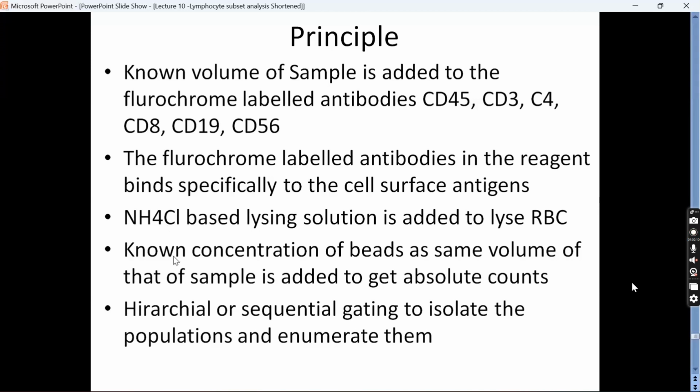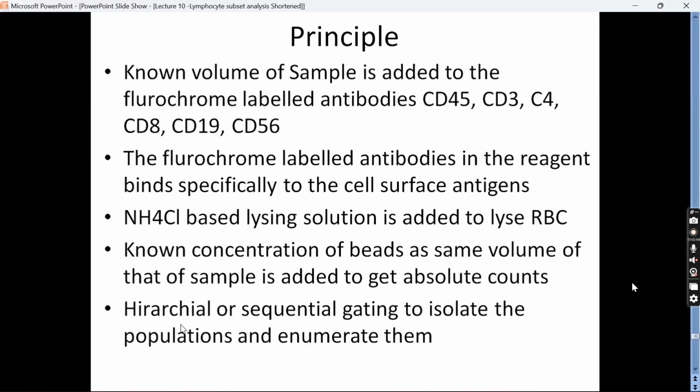Once you lyse it, you add a known concentration of beads. Now this volume of beads should be the same as the sample volume. If you use 100 microliter of sample, then you add 100 microliter of beads. The manufacturer gives you how many beads are there in 1 microliter. That value you know, it is given in the kit insert. So that is why this is called calibration beads. Since you already know how many beads are there in 1 microliter and you are adding a known volume of these beads, similar to the sample, with this you can identify the absolute count of cells.